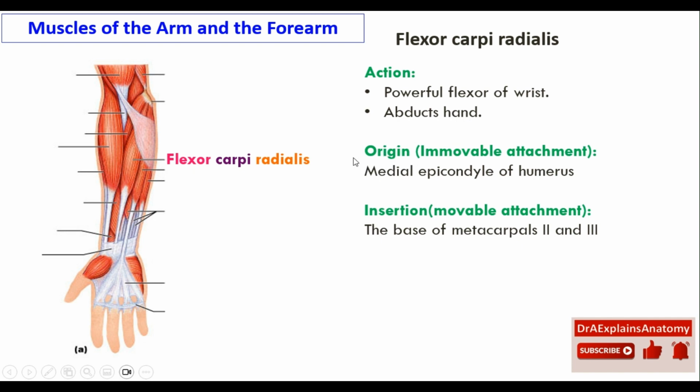The origin is the medial epicondyle of the humerus, which is the bone in your arm, the medial. Remember, that's the medial aspect of the upper extremity in the anatomical position. The insertion, it is inserted in the base of the metacarpals, the second and the third.